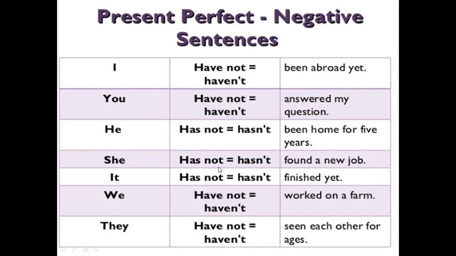She has not, or she hasn't, found, past participle, a new job. It has not, or it hasn't, finished, past participle, yet. We haven't, or we have not, worked on a farm, past participle. They haven't, or they have not, seen, past participle, each other for ages. So once again, subject, has or have, then negative form, and then past participle.